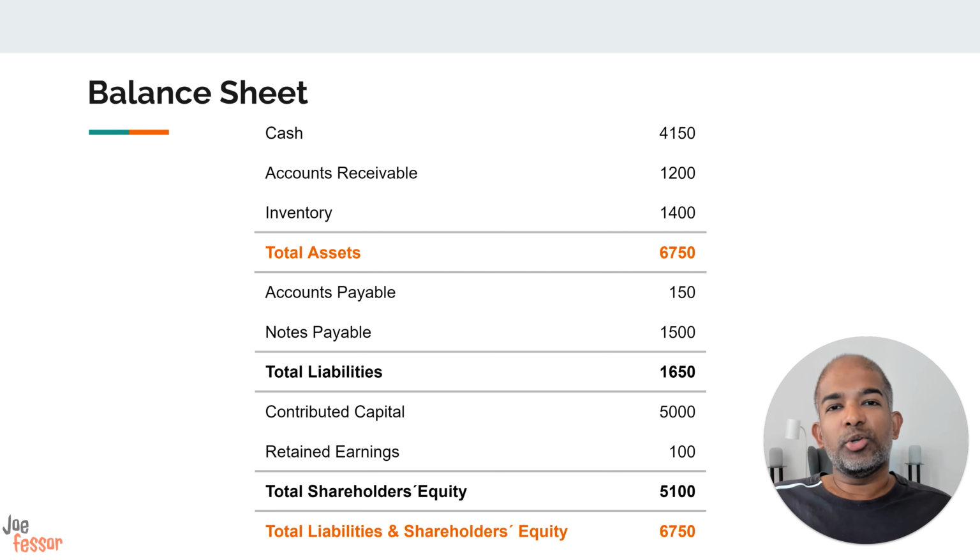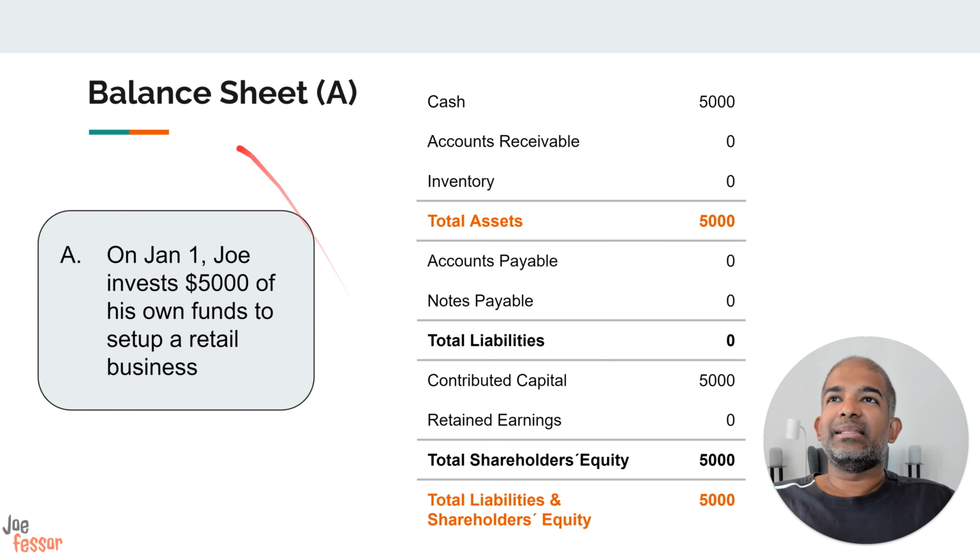What I would like to show you now is the balance sheet after each transaction so that you can really try to visualize that it's being balanced at each step. This can help you in the debugging process whenever you run into a balance sheet that is not balanced. So for example, after transaction A, where Joe invested 5,000 of his own funds, you can see that at the end of transaction A, the balance sheet is balanced. So there's 5,000 under assets and 5,000 under equity.